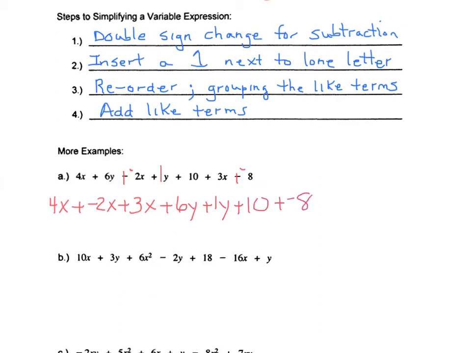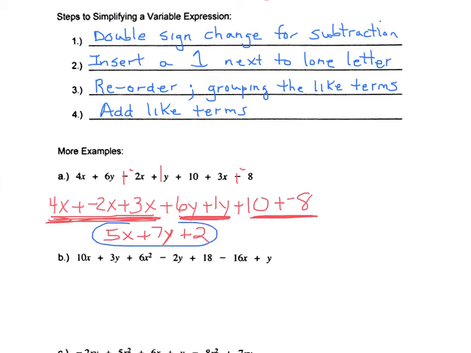Alright, I think I have everything in the list rewritten in different order. And finally now I can add up the ones that are alike. So these first 3 are all alike: 4x plus a negative 2x plus 3x. So 4x plus negative 2x is 2x plus 3 more x's is 5x. Then come the y's. A 6y plus 1 more y makes 7y. Then next, plus 10 plus negative 8 is 2. And that is your final answer right there. You cannot add any more because they're not alike.